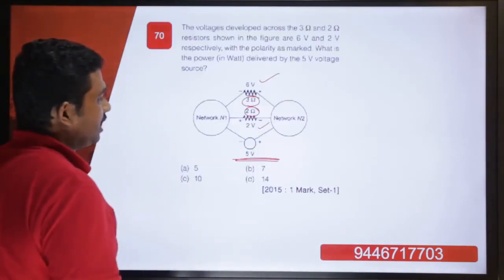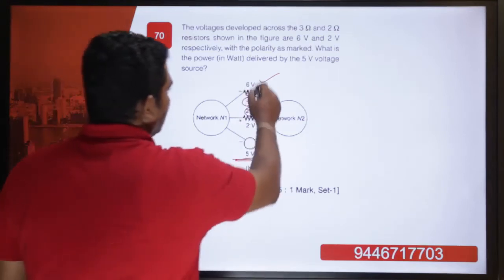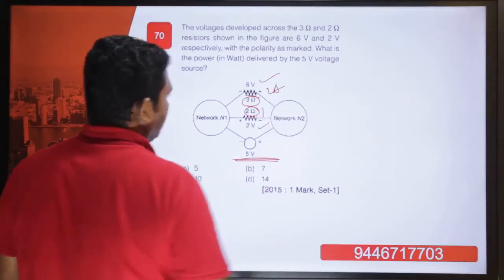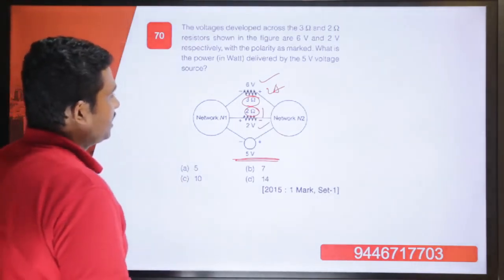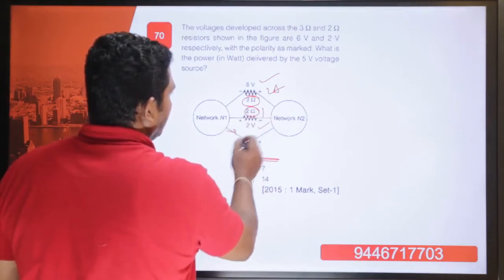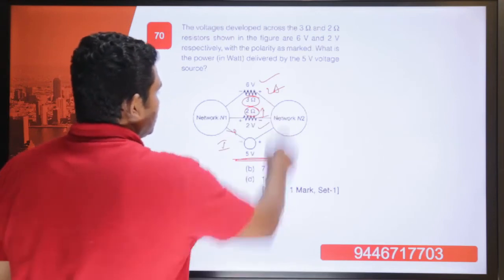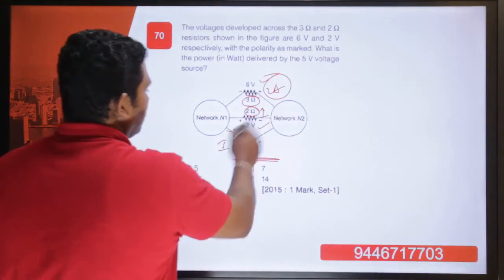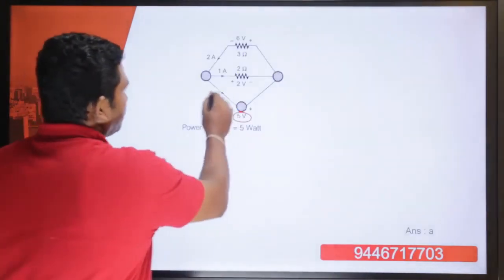So we will have to find out the current passing through the 5 volt source, isn't it? So what is current here? Current here is 6 divided by 3, which is equal to 2 ampere. Here it is 1 ampere. Okay. So 2 ampere is flowing, 1 ampere is flowing, and it is flowing in the opposite direction. So the resultant current flowing through this arm will be equal to 1 ampere, or else you can go with Kirchhoff's current law. So this is 2 amperes, which is equal to 1 plus 1. So the current flowing through this arm is 1 ampere, isn't it?